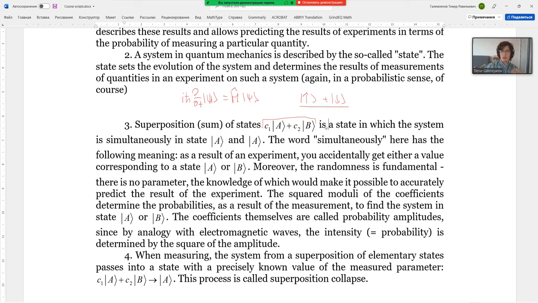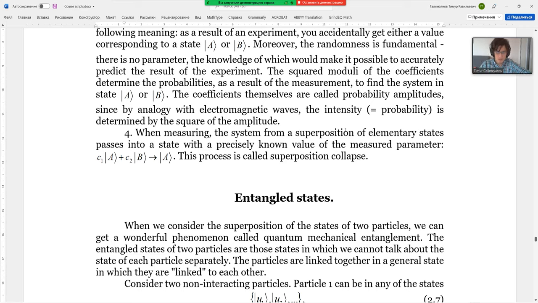It doesn't mean that you can measure this state and after measurement you will get both up and down. No, simultaneously means that after measurement you randomly will get either up or down. That is the real meaning of a system that can be simultaneously in one state or in another. After the measurement you will get either up or down absolutely randomly.